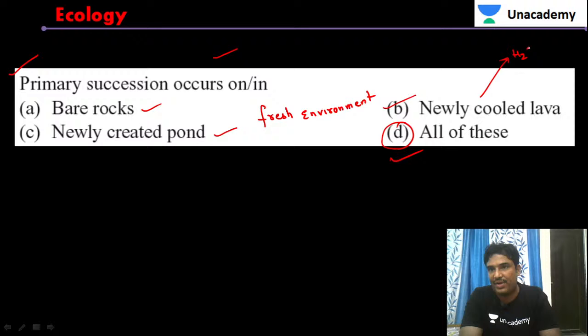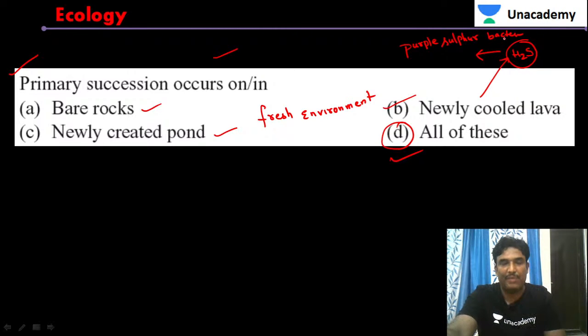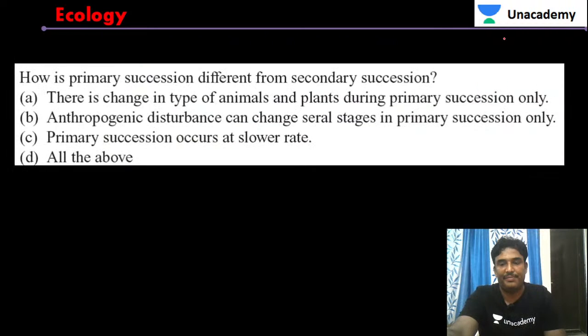is rich in hydrogen sulfide. This hydrogen sulfide is a substrate for purple sulfur bacteria. So like this, the primary members of the pioneer community differ based upon the different habitat. Bare rocks are especially important for plant succession.